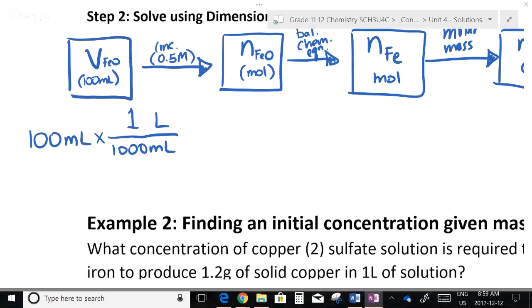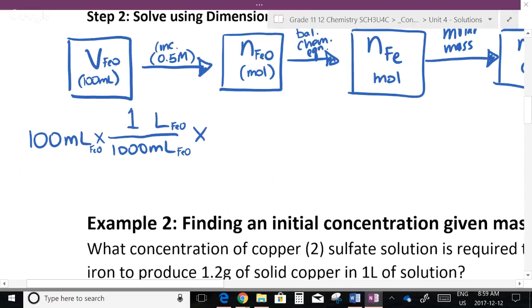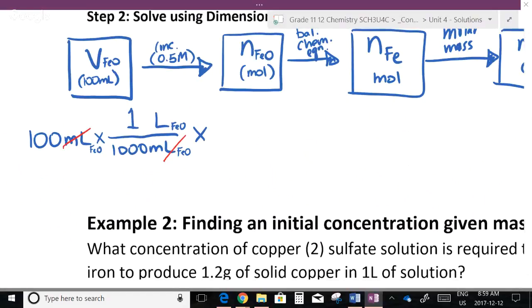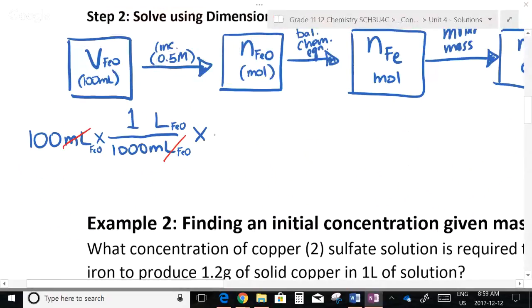Now, from here, I don't want to talk about the volume of iron oxide I have, right? I want to talk about how many moles of iron oxide I have. So what do I want to do? I've canceled milliliters. If I stop now, I'd know how many liters of this stuff I have. What should I do next? I want to know how many moles. So what am I going to put in this fraction? Just units first.